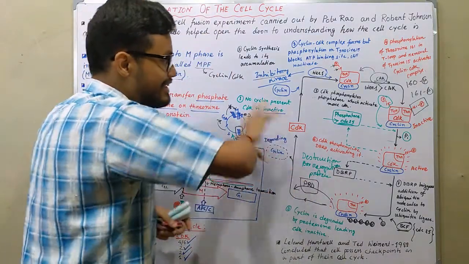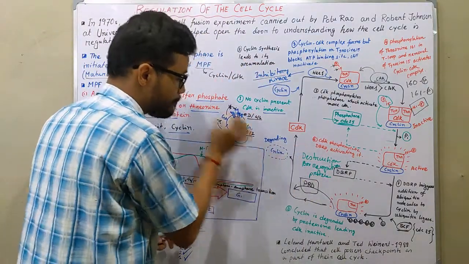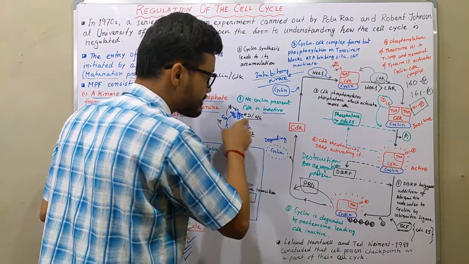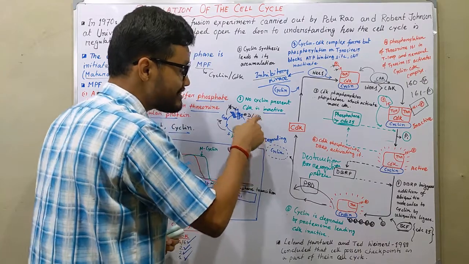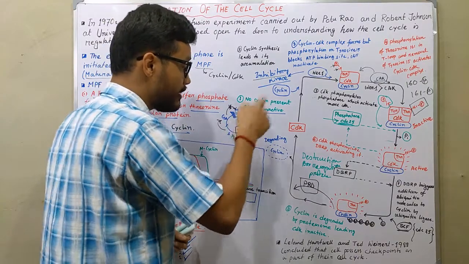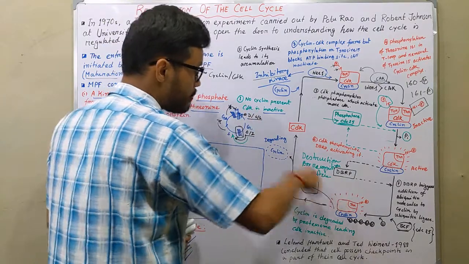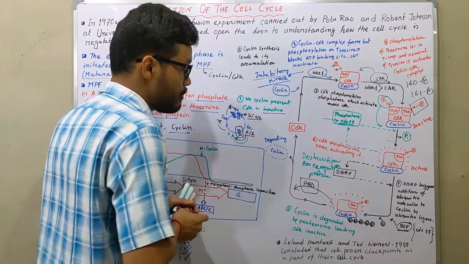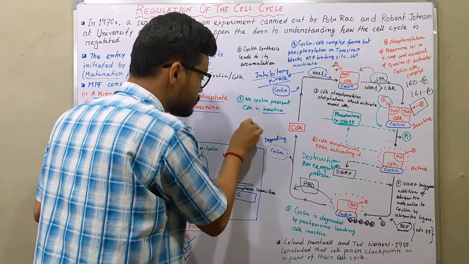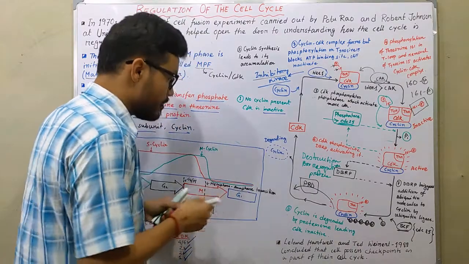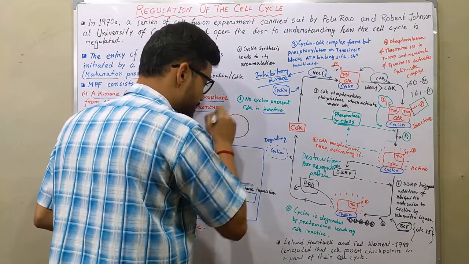Okay, so this is the total mechanism of each checkpoint. Here at first cyclin D is activated along with CDK 4 or 6. Now it is time for destruction or degradation of cyclin D. So now cyclin D passes through the proteasome complexes with the help of the SCF molecule.